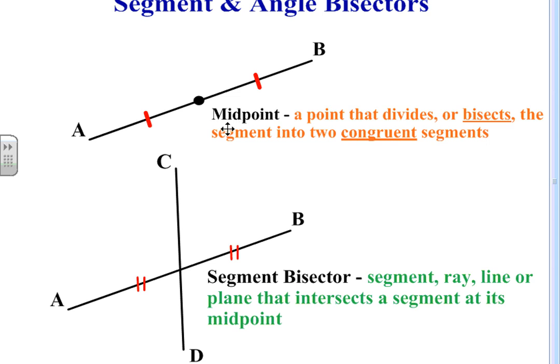A midpoint is a point that's halfway between A and B. It's in the middle. It bisects the segment into two congruent segments. Congruent means exactly the same. And we make the notation of these tick marks. One red tick mark and one red tick mark means those two segments are congruent. A segment can also be bisected by another segment, a ray, a line, or a plane. Anything that cuts the segment into two congruent pieces.